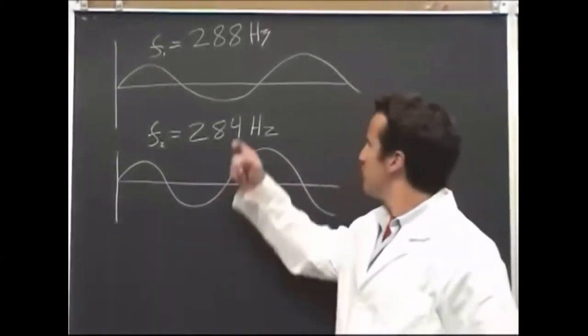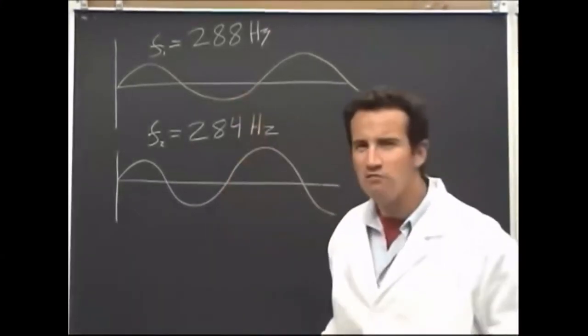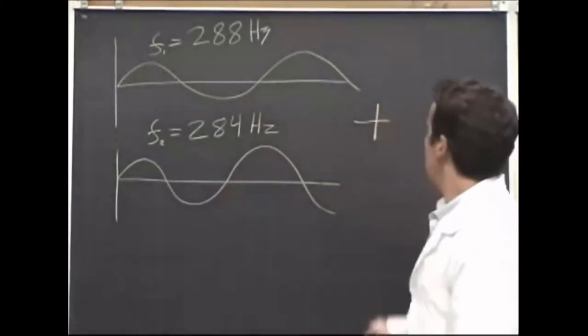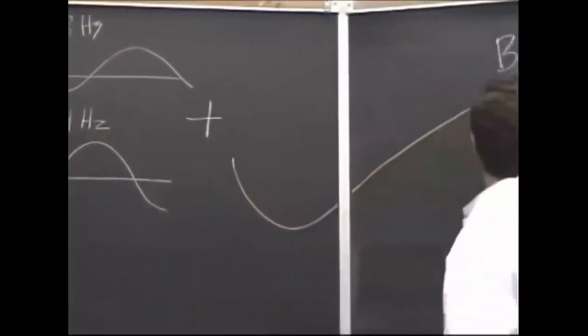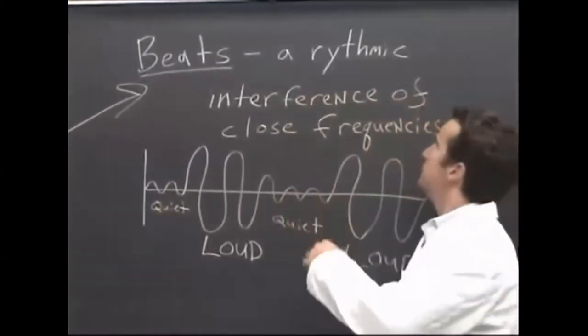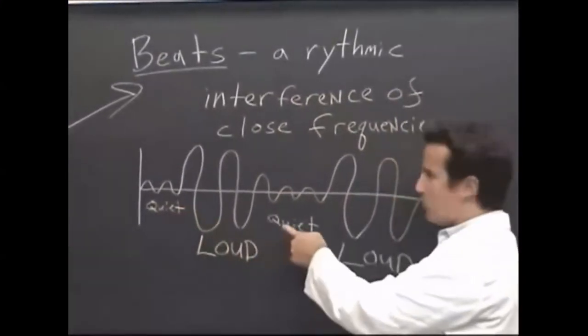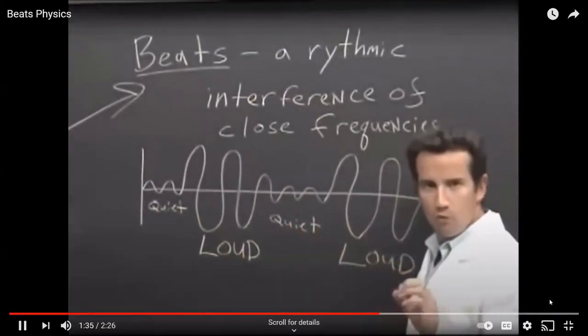When two frequencies are very close together, they add rhythmically, both constructively and destructively. The result is called beats. Beats, a rhythmic interference of close frequencies. Quiet, loud, quiet, loud. Wow, wow, wow.